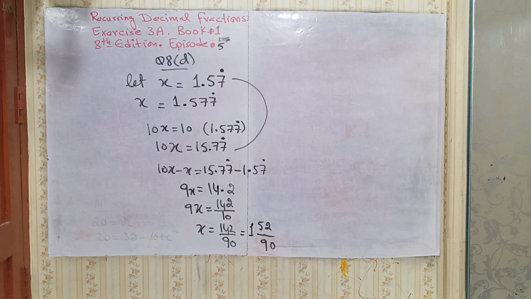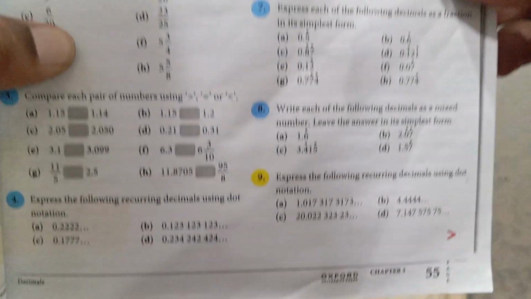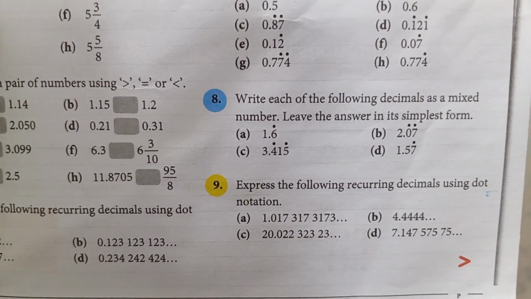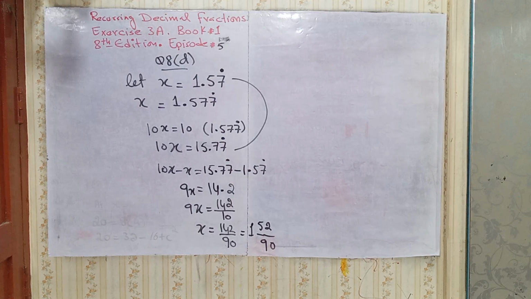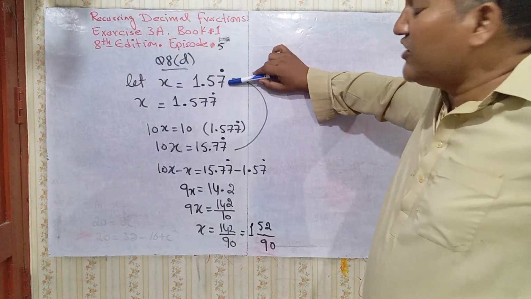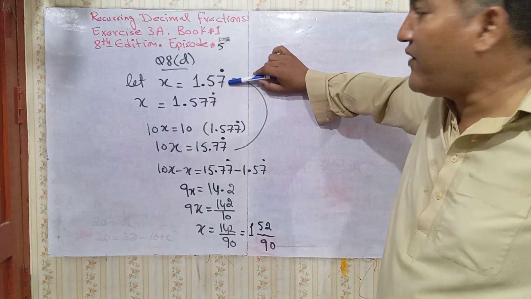I am just showing you the solution, and I'm just using this book to make clear this concept of converting the recurring decimal fractions into simple fractions. So we are working on question number 8 and its D part, and you can see here they asked us to convert this into a simple fraction.